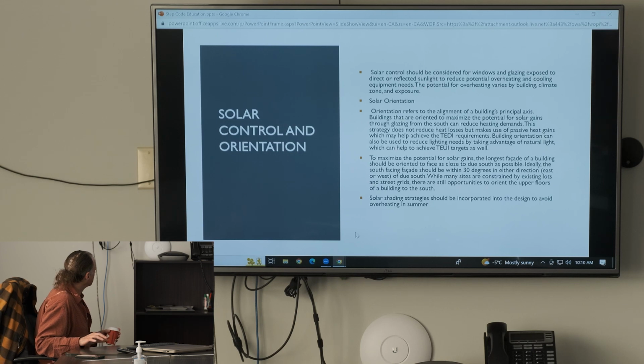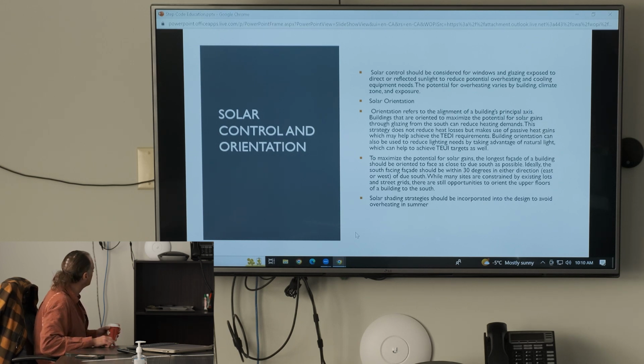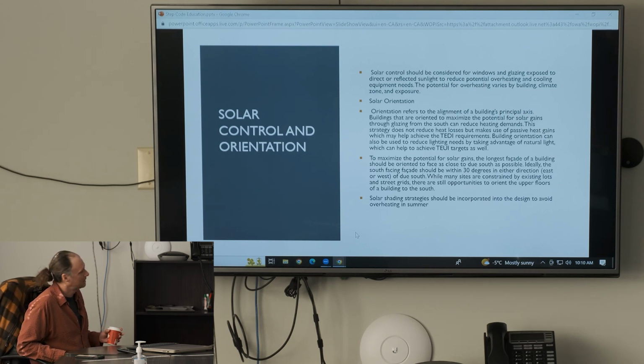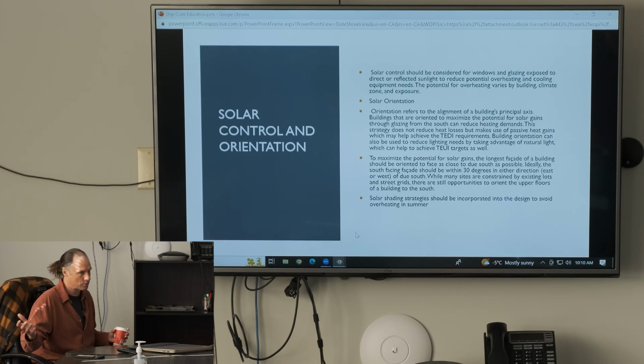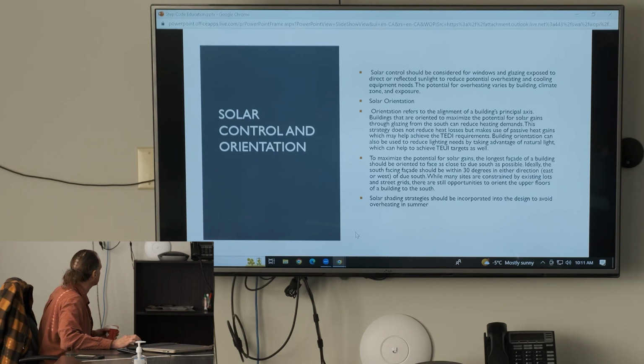To maximize the potential for solar gains, the longest facade of a building should be oriented to face as close to due south as possible. Ideally, the south-facing facade should be within 30 degrees in either direction, east or west, of due south. While many sites are constrained by existing lots and street grids, there are still opportunities to orient the upper floors of a building to the south. Solar shading strategies should be incorporated into the design to avoid overheating in summer. So whether that's something like retractable awnings or overhangs, that should be considered as well.